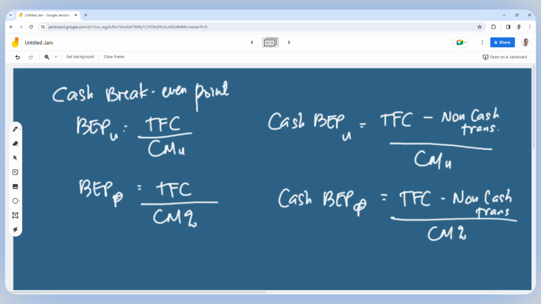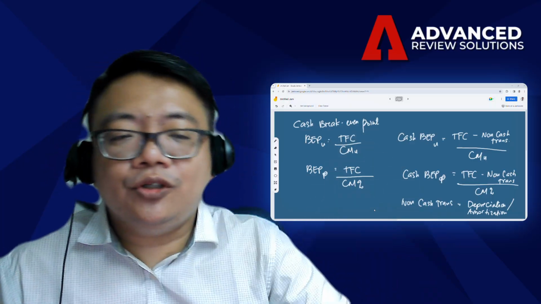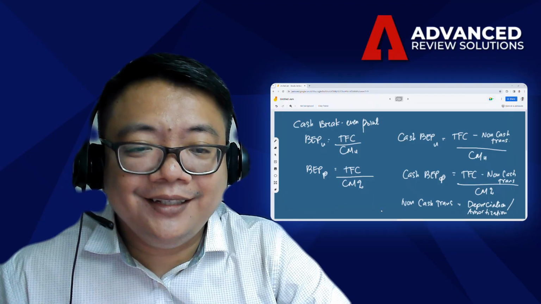But may question, no? Ano ba yung mga non-cash transactions? So, what are your non-cash transactions? Usually, class, yan yung mga depreciation natin. Yan yung ating mga amortization ng ating intangible assets. Bakit class? Di ba sila naman ay walang cash involved? Ha? They have no cash involved, no? Yung ating depreciation and also our amortization. Okay.